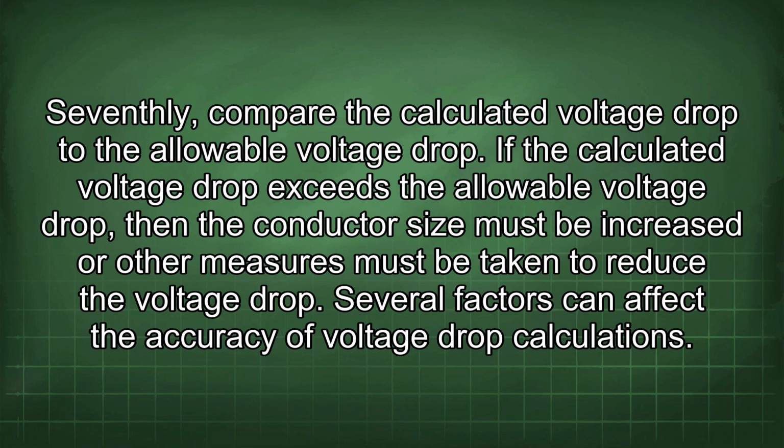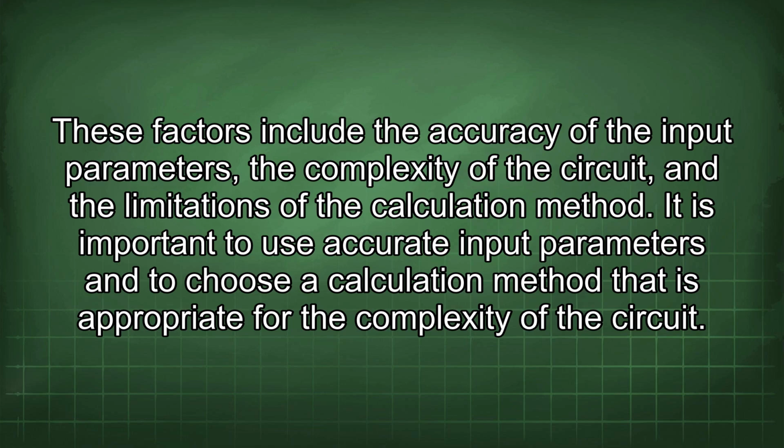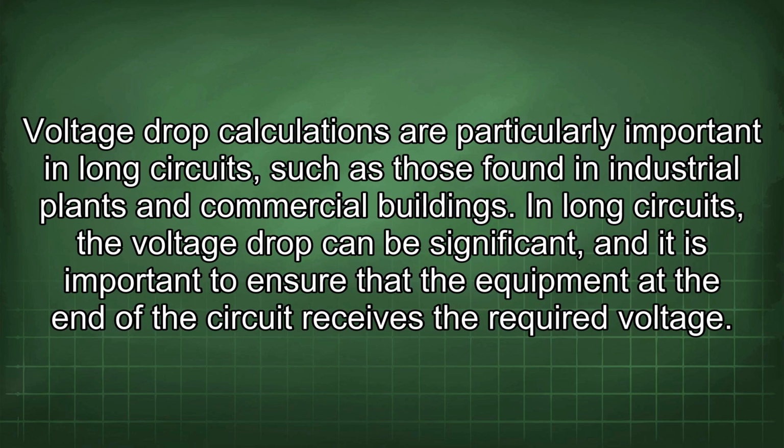Several factors can affect the accuracy of voltage drop calculations. These factors include the accuracy of the input parameters, the complexity of the circuit, and the limitations of the calculation method. It is important to use accurate input parameters and to choose a calculation method that is appropriate for the complexity of the circuit. Voltage drop calculations are particularly important in long circuits, such as those found in industrial plants and commercial buildings. In long circuits, the voltage drop can be significant, and it is important to ensure that the equipment at the end of the circuit receives the required voltage.